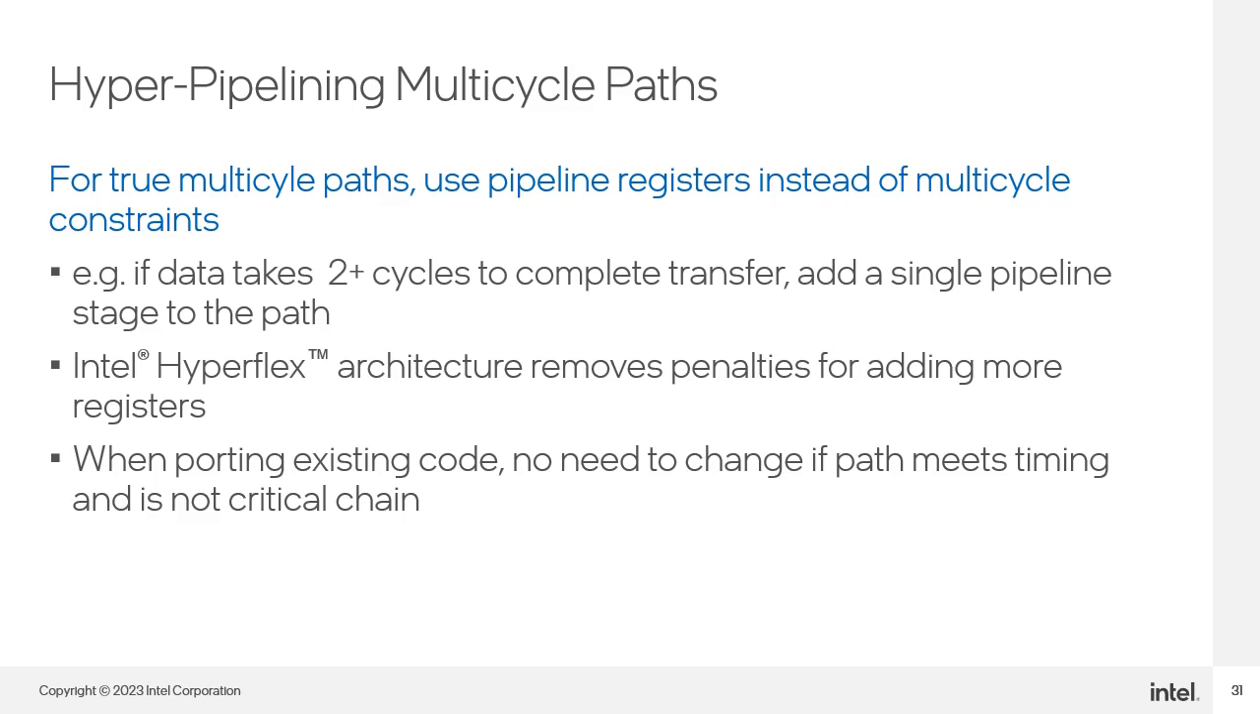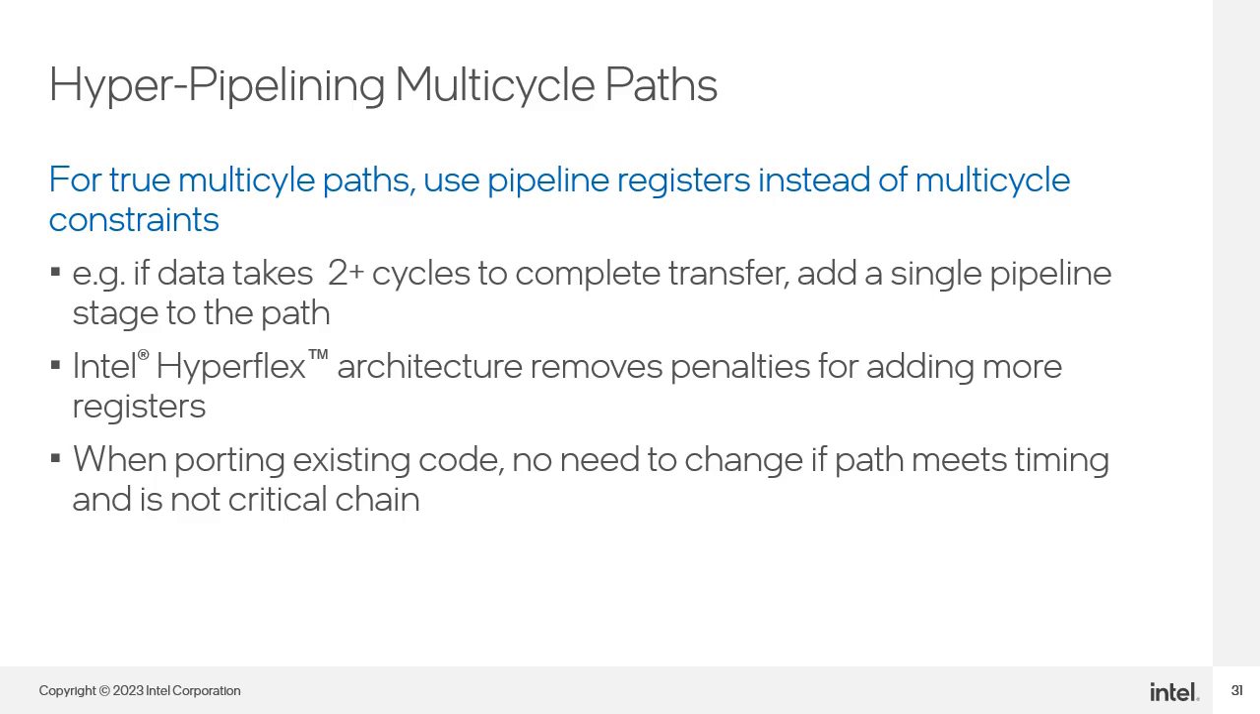When performing hyperpipelining on a path that is constrained by a multi-cycle constraint, the recommendation is to remove the constraint and just add pipeline registers. For example, if you have a path that requires 2 cycles to complete the transfer, just add an additional pipeline stage to the path and remove the multi-cycle constraint. This is because there are plenty of hyperregisters in the device that are there specifically for this purpose, so any penalty you would incur, such as in resource usage, goes away.